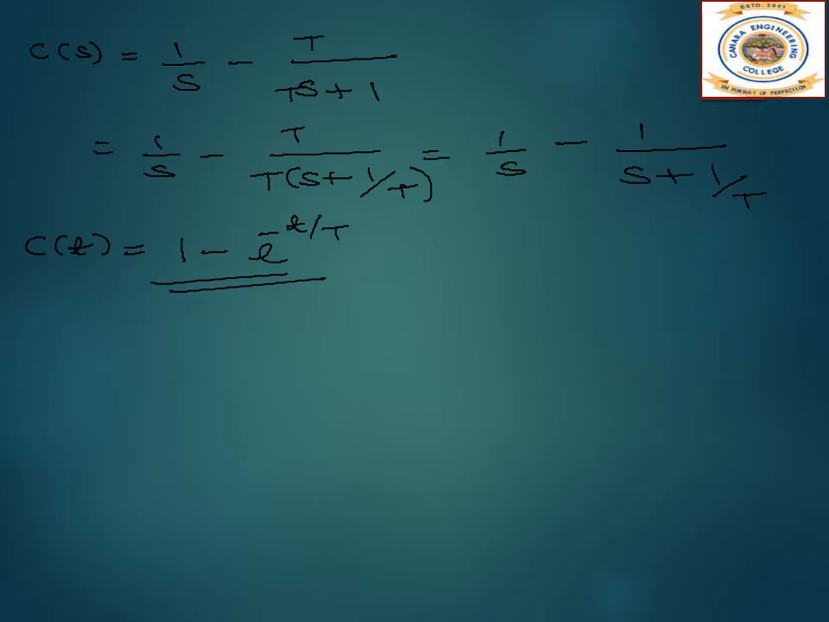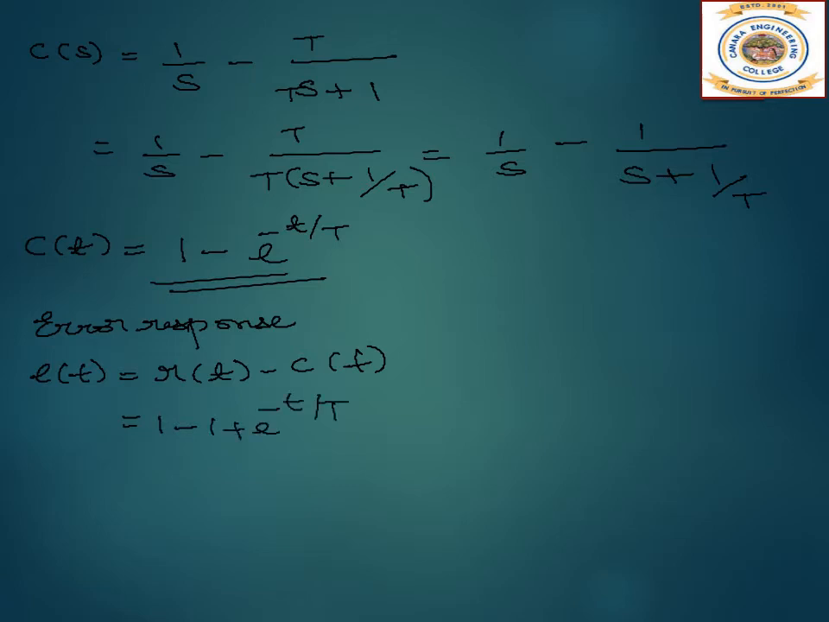Now let us consider the error response. So error response e of t is given by, we know that E of S equal to R of S minus C of S. Now here in time domain, r of t minus c of t. So here r of t, we know it is step input. So 1 minus, 1 minus e power minus t by T. So we get error response as e to the power minus t by T.